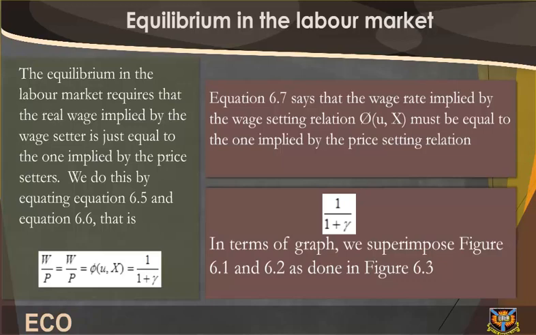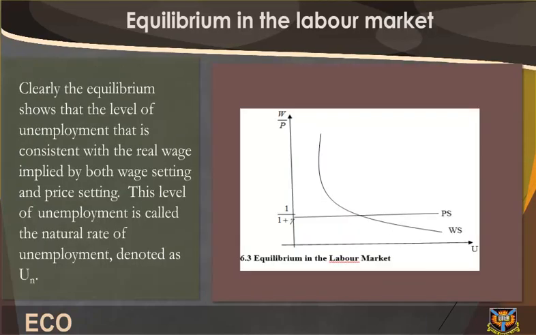In terms of graph, we superimpose figure 6.1 and 6.2 as done in figure 6.3. Clearly, the equilibrium shows the level of unemployment that is consistent with the real wage implied by both wage setting and price setting. This level of unemployment is called the natural rate of unemployment, denoted as UN.